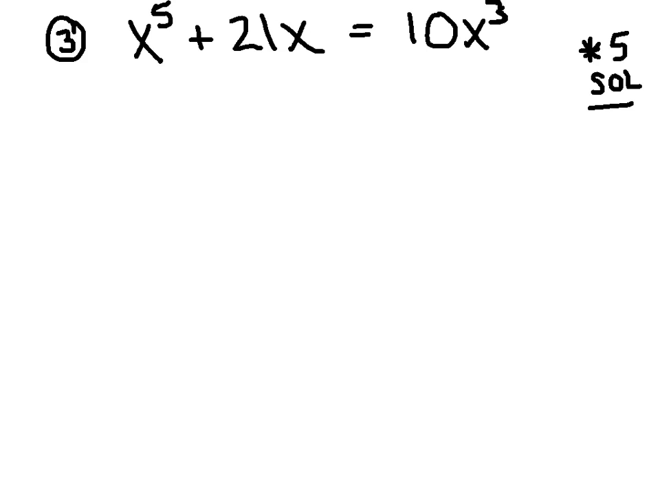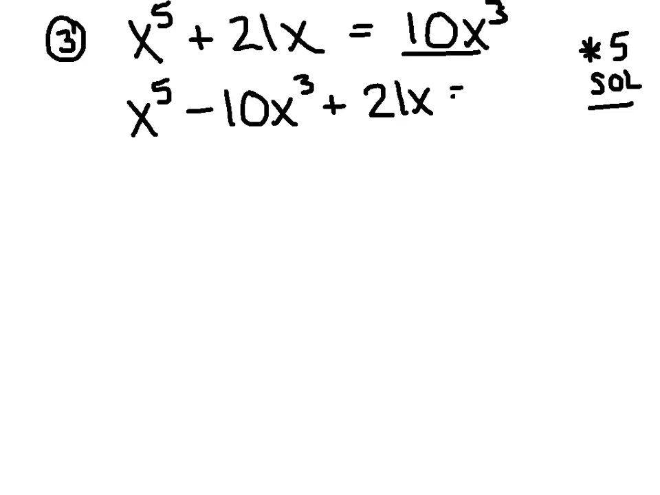The first mini bear trap is the fact that not all the terms are on one side. So I'm going to subtract this 10x cubed to the other side, and I'm going to be very careful as I put it in the middle of those 2 other terms. Standard form implies that we start with the term with the biggest exponent first, and then we work our way in descending order from left to right.